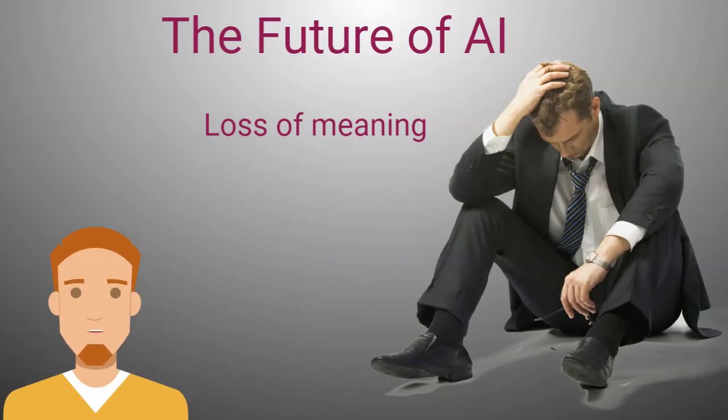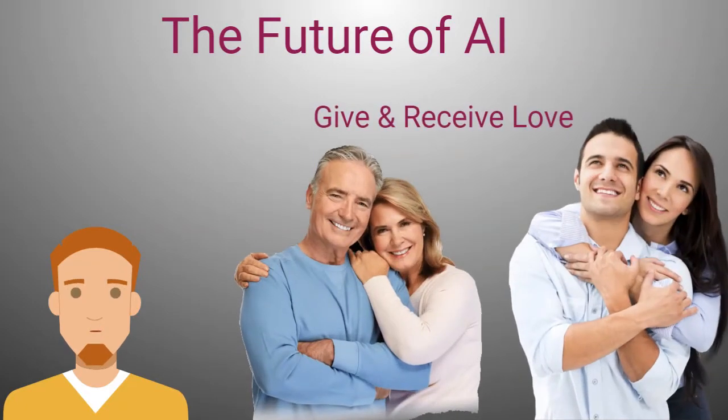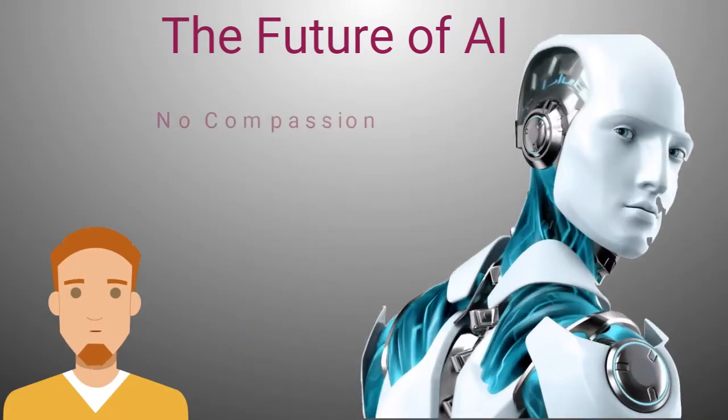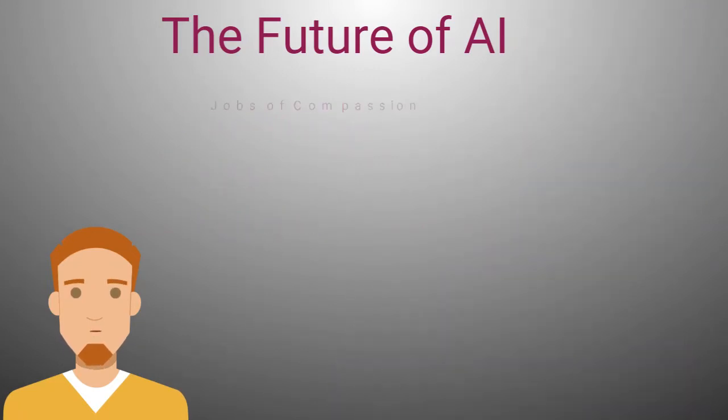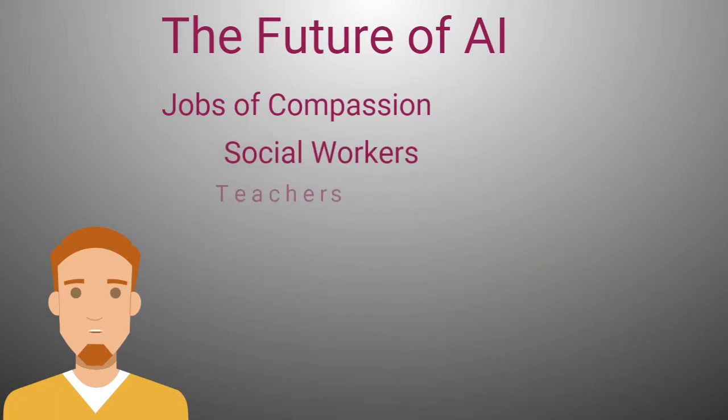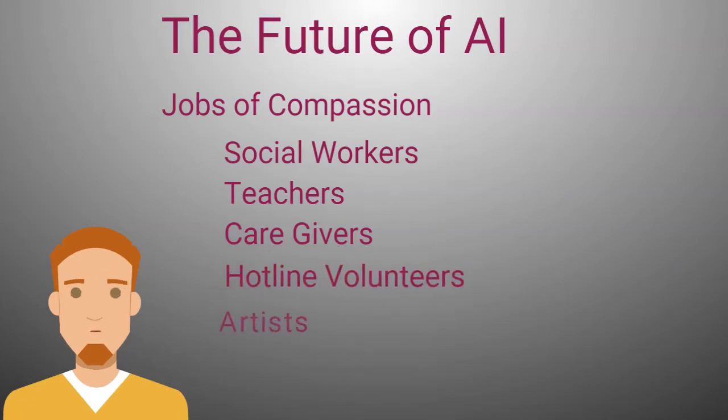It is important to note that humans are uniquely able to give and receive love. AlphaGo felt no happiness from winning, while his human opponent, Kejie, was crying. AI has no compassion, no love, no empathy. When AI removes routine tasks and jobs, we should create jobs of compassion: social workers, teachers, caregivers, and make labors of love into careers: hotline volunteers, artists.